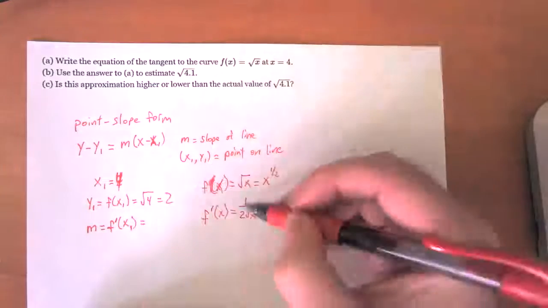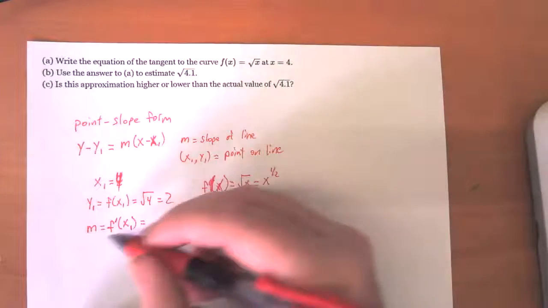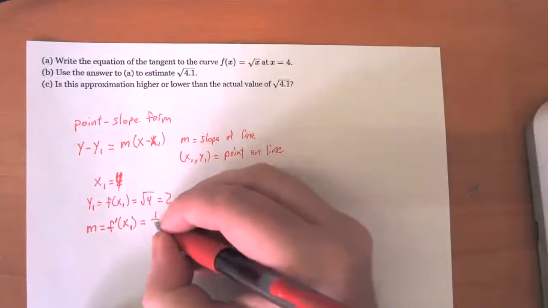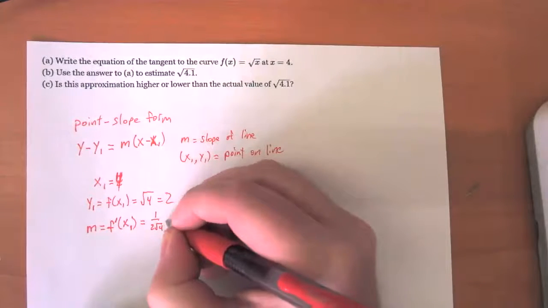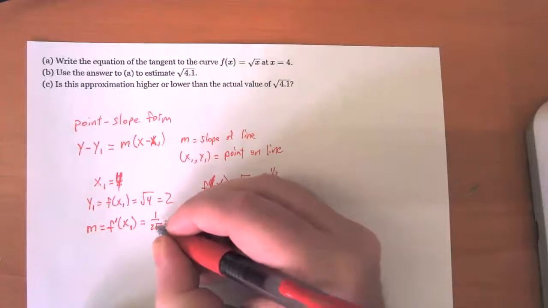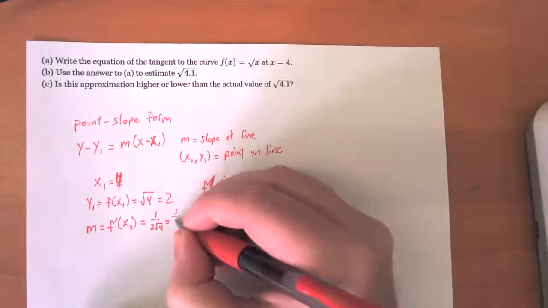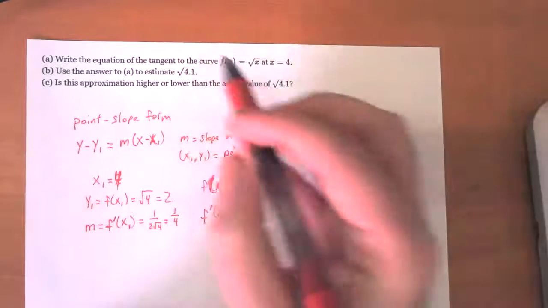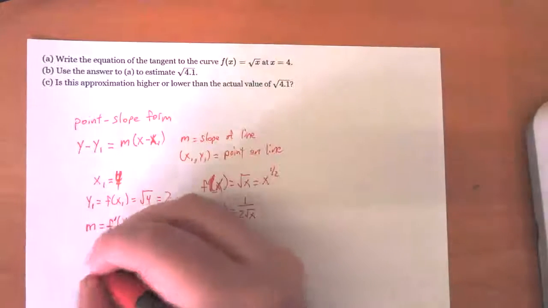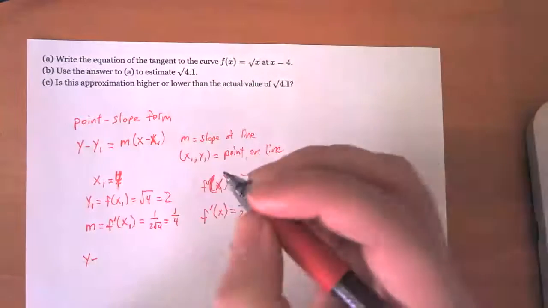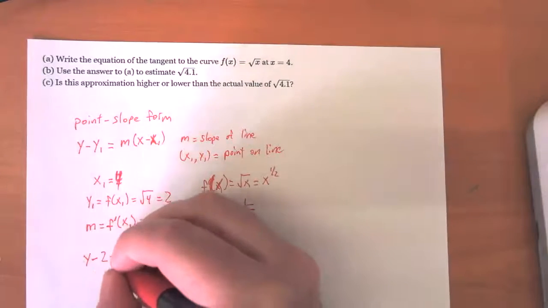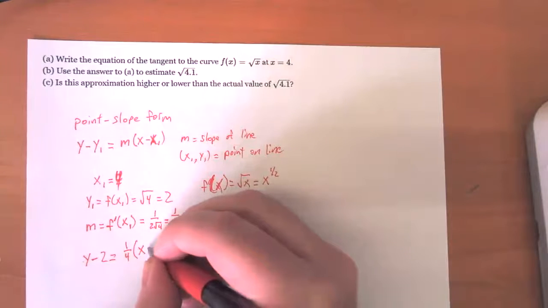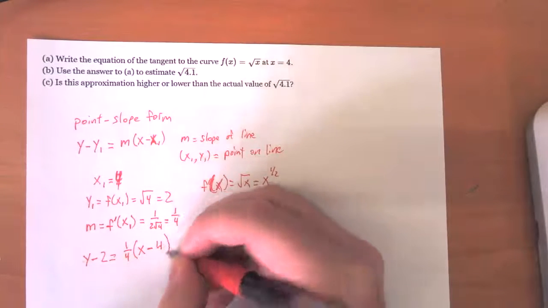So we just need to substitute 4 into that, and we're going to find the slope of the tangent to the curve at that point. So that's 1 over 2 times the square root of 4. Square root of 4 is 2. 2 times 2 is 4. So that's just 1/4. So the answer to part A, the equation of this tangent line, is y minus 2 is equal to 1/4 times x minus 4.